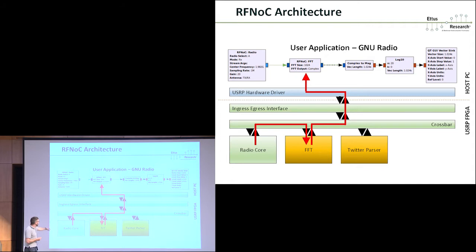And then on the FPGA, we'll have a data flow that looks a little bit like this. The radio is now configured to send all its data to the FFT, and the FFT is configured to send all the data back to the host. And from there, it goes back into the regular flow graph.